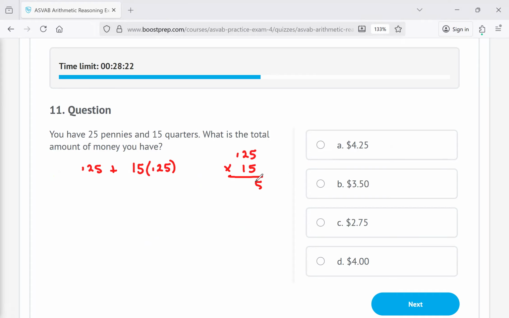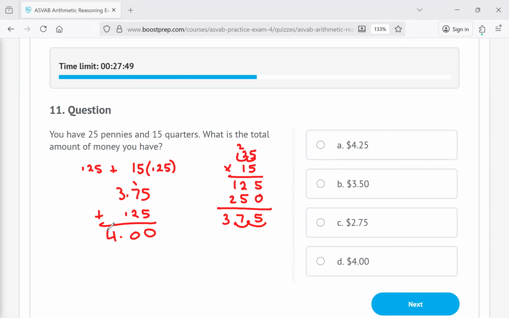5 times 5 is 25, carry the 2. 5 times 2 is 10, carry the 2 is 12. 0, 1 times 5 is 5. 1 times 2 is 2. This is 5. 5 plus 2 is 7. 2 plus 1 is 3. And count how many decimal places, that's a total of 2. That's 3.75 plus 0.25, which is $4.